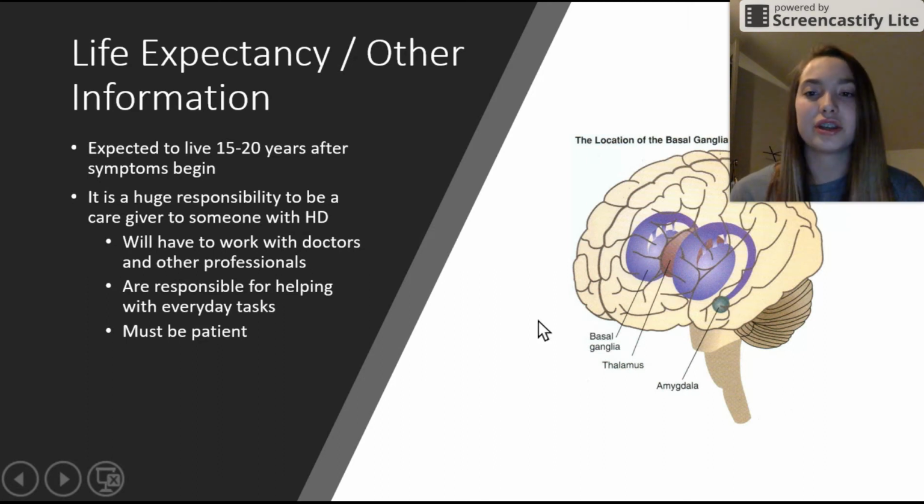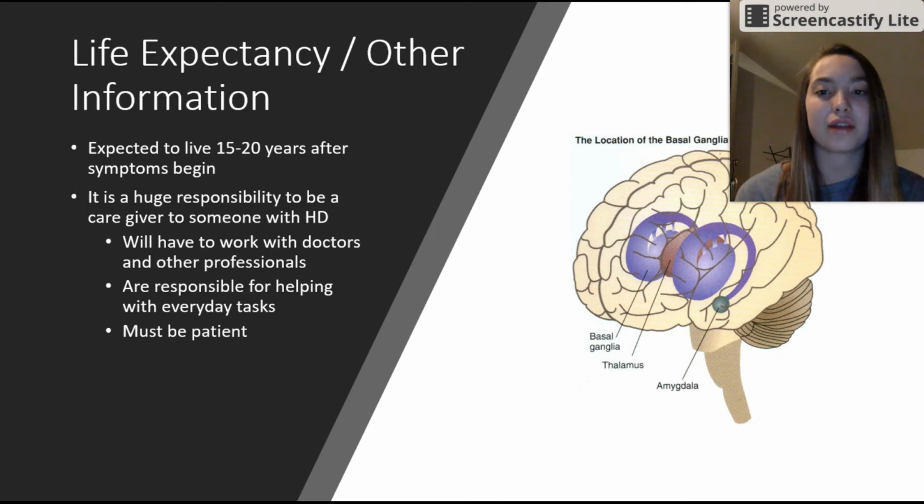Other information: it is a huge responsibility to be a caregiver to someone with Huntington's disease. They will have to work with doctors, and they are responsible for helping them with everyday tasks that they used to be able to do by themselves. And they must be patient as a caregiver, because someone with Huntington's disease will have to work a lot harder, and it's just very important to be patient.